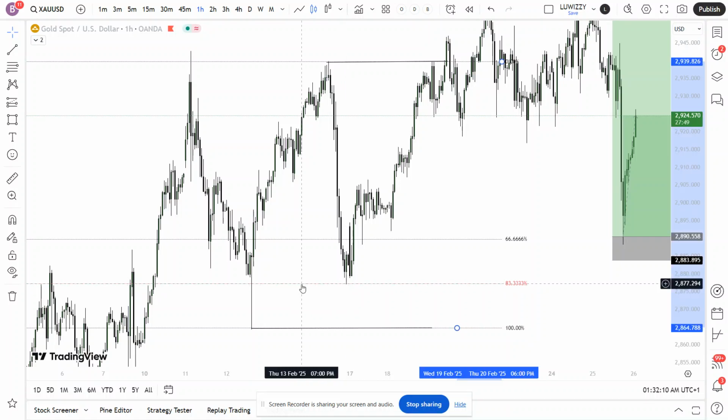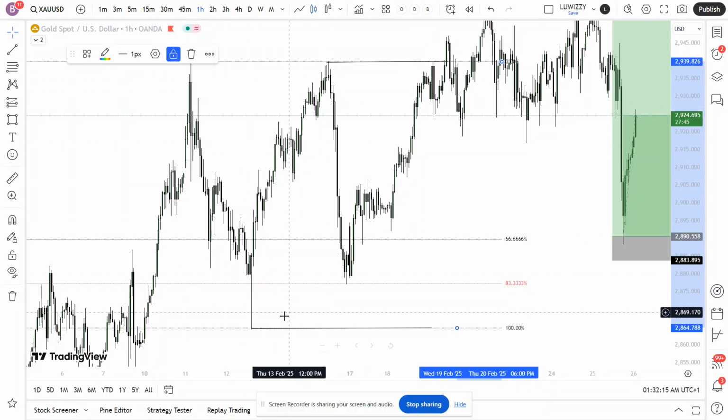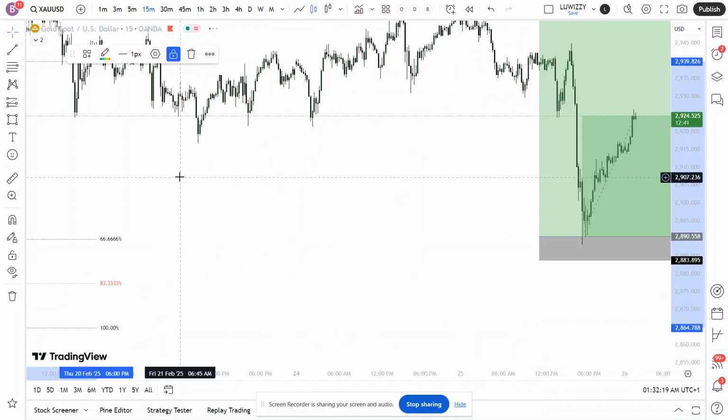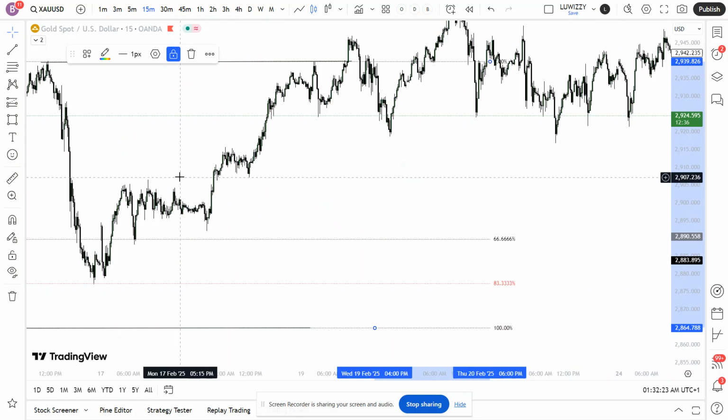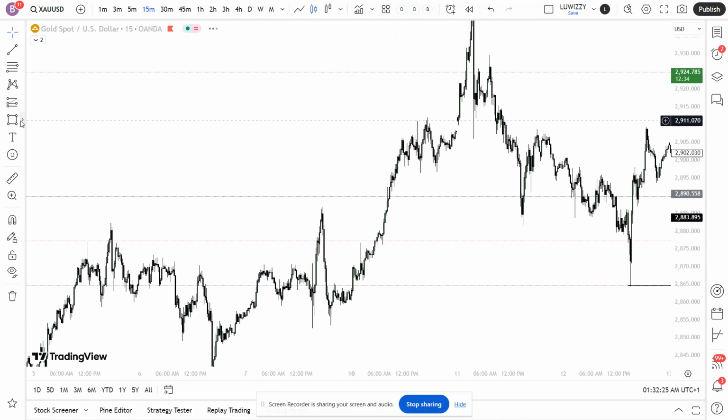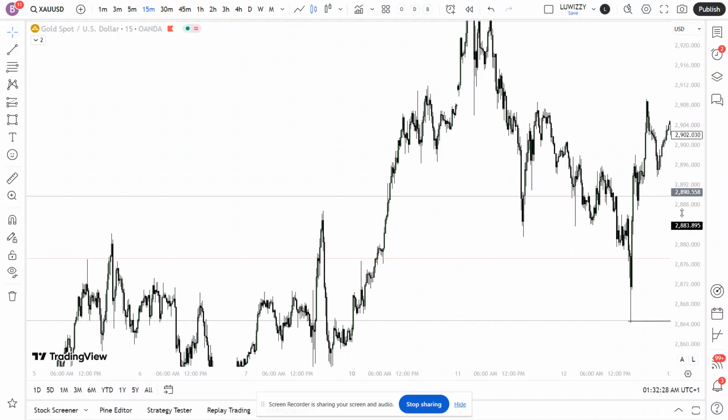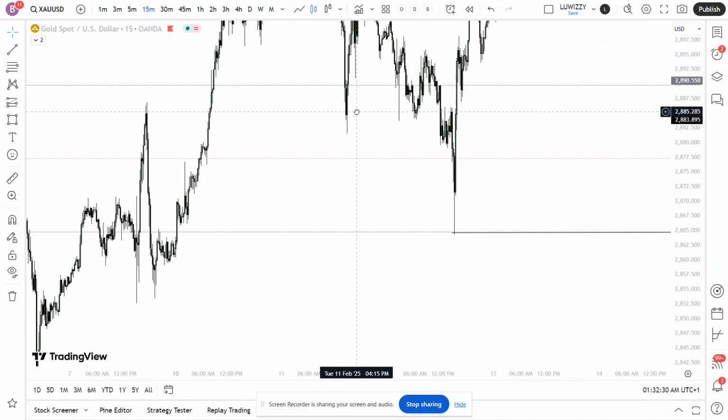Then let's check out the POI. Although you won't see the POI, this was mitigated on the 1 hour time frame. So let's get down to the 15 minutes time frame and see the POI that is in line with this 83.3% level. Then let's go to a lower time frame. What's the POI?